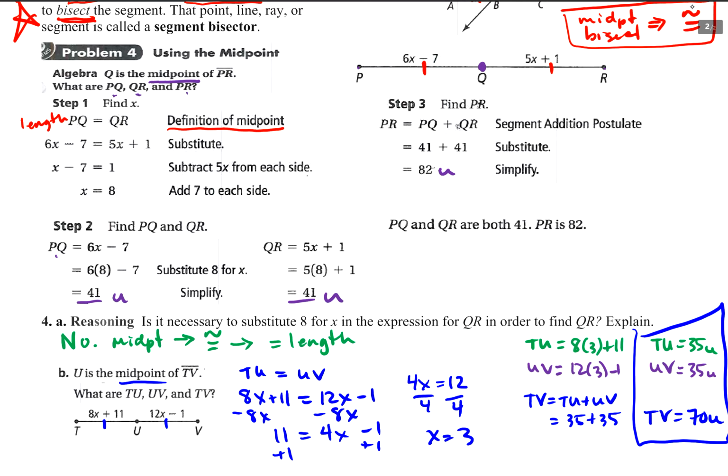So a lot of good stuff in this one. We had the way to find distance, our first addition postulate, segment addition postulate, and some really important definitions here, midpoint and bisect.